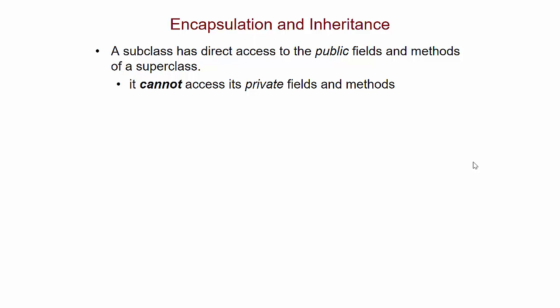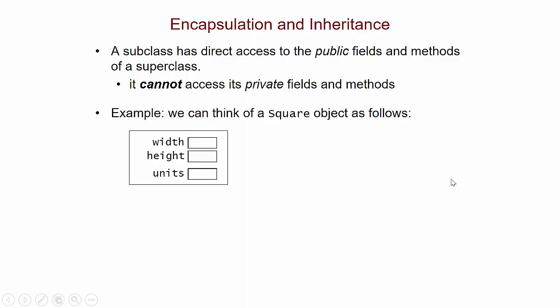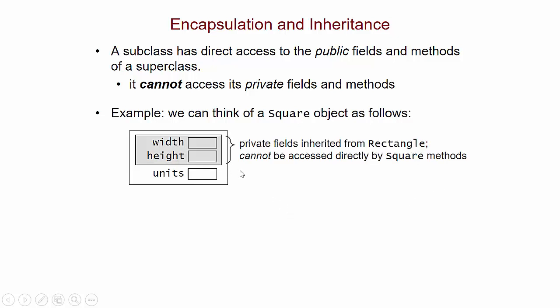A subclass has direct access to the public fields and methods of its superclass, but not to the private fields and methods. It's really like any other class in that regard. It can only access its own private fields and methods. It cannot access the private fields and methods in another class. And so you can actually think of the square object as having, it still has these three fields, but the fields that are inherited are sort of separated in a way because they cannot be accessed directly by the methods in the square class.